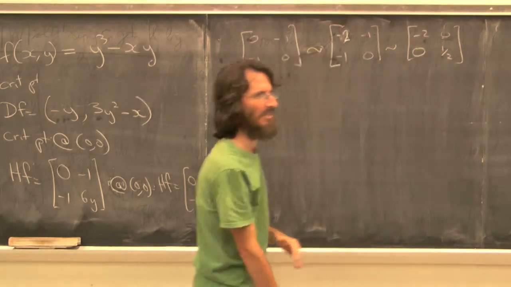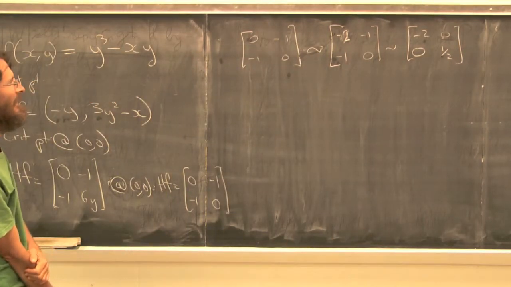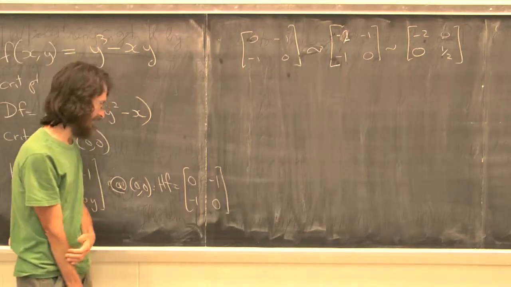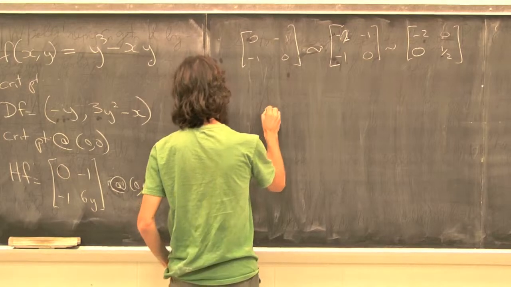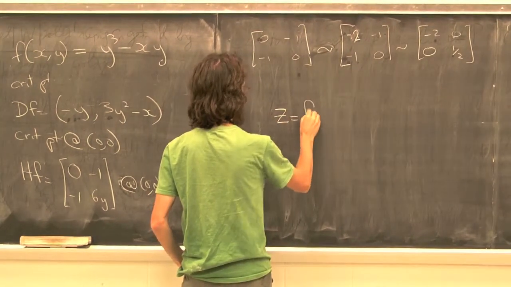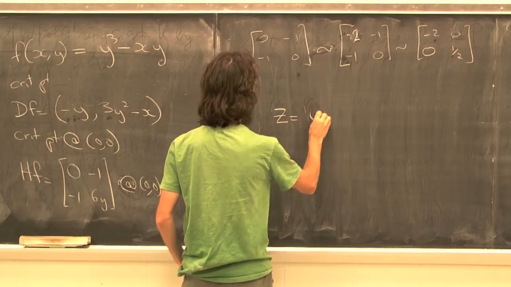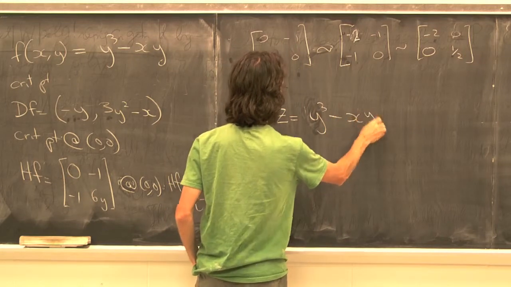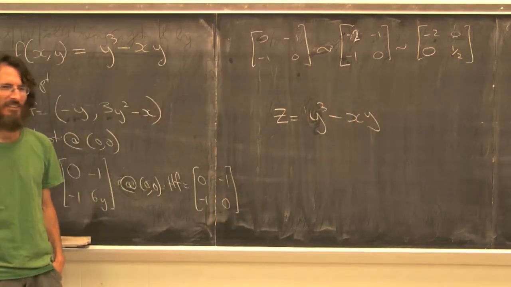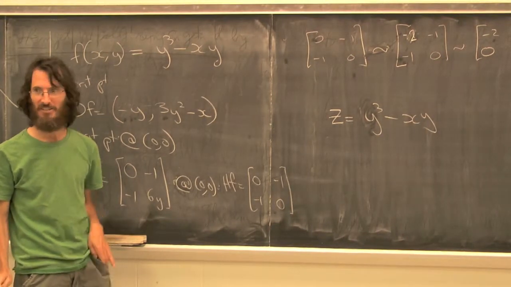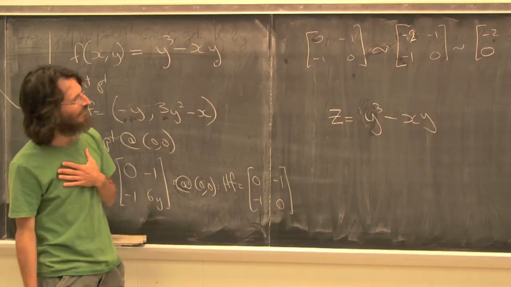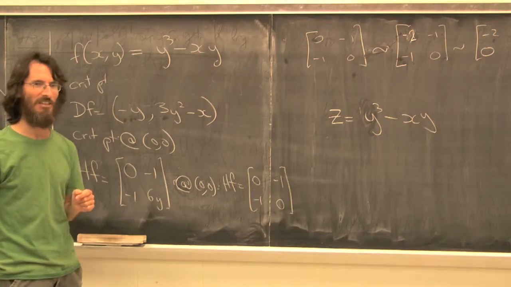There are lots of other ways to do this, right? Finding eigenvalues and so on. Anyway, this says index 1, which means that if you try to graph z equals f of b, z equals y cubed minus xy, that should have a saddle, right? And a non-degenerate saddle. Now let's actually draw this graph.